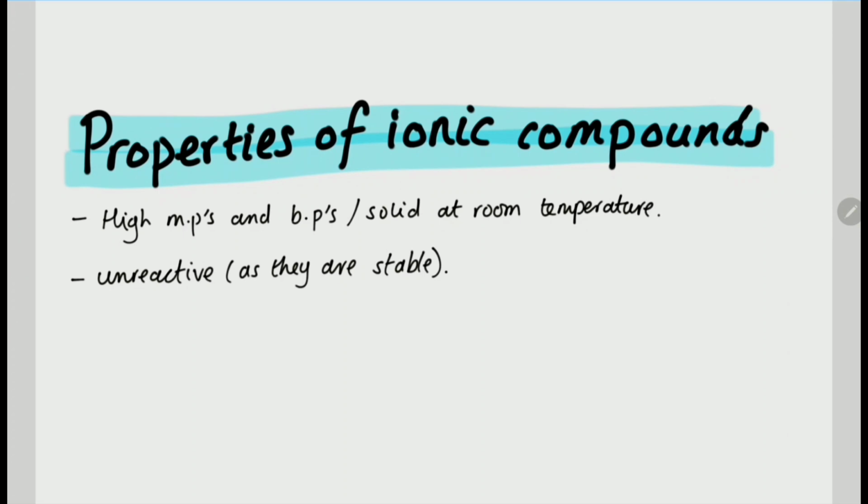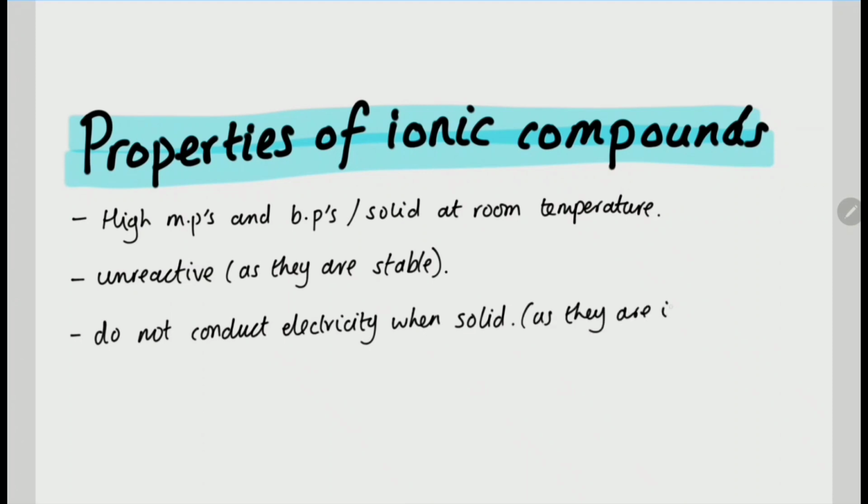A third property is that they do not conduct electricity when they are solid. And the reason for this is that in order to conduct electricity, you need to have charged particles that can move. For example, in metals, the delocalized electrons are free to move and therefore carry charge. But in ionic compounds, you have the charged ions, which are charged particles, but they are in fixed positions and they are not free to move, so they cannot carry charge.